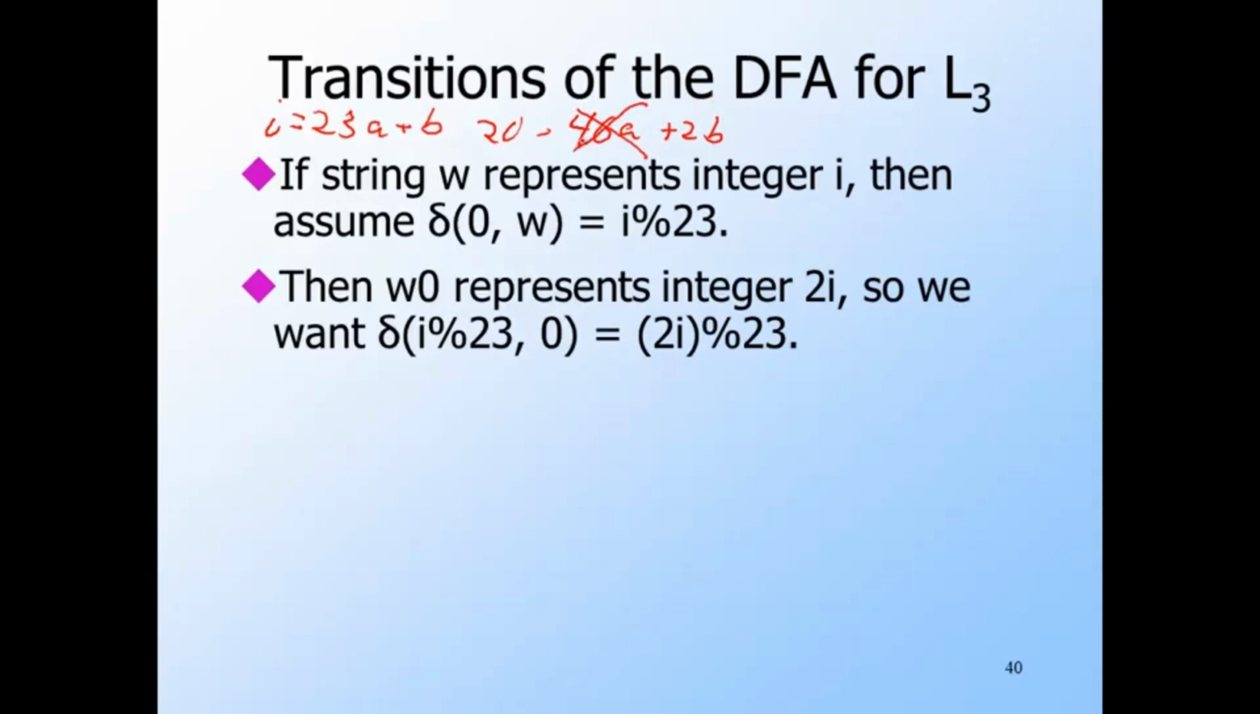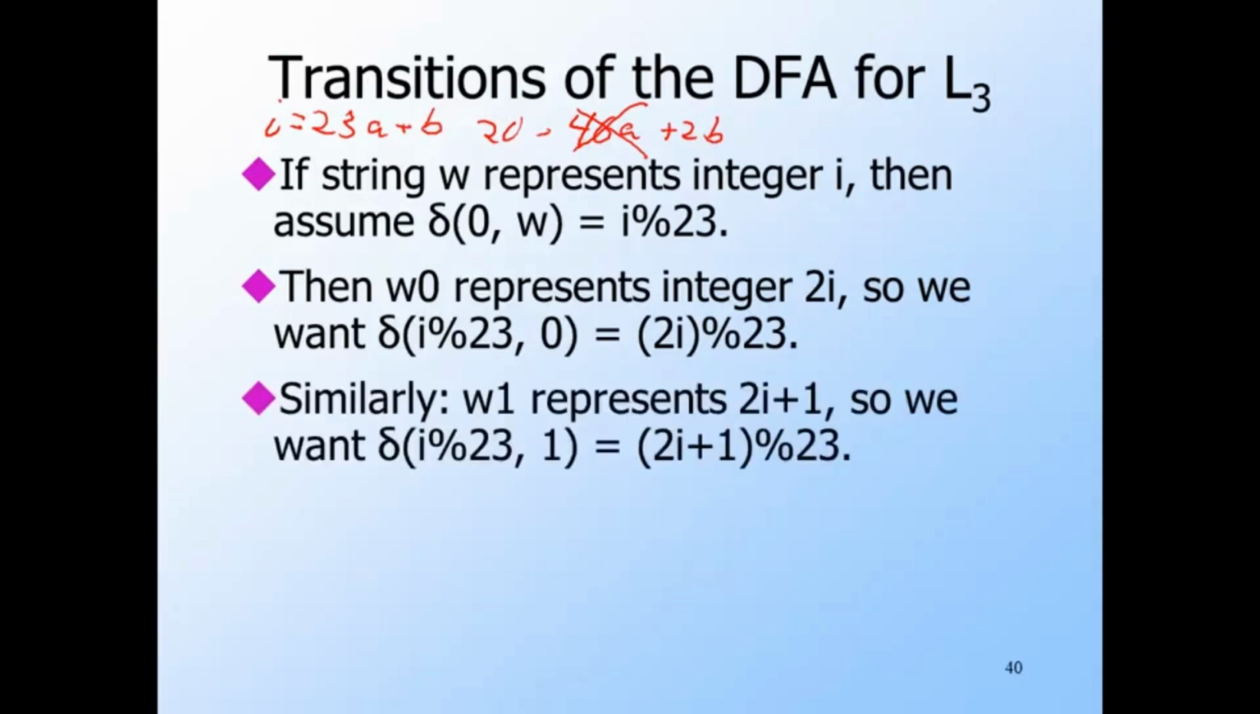Thus, we can take the state b, which is the remainder, double it, subtract 23 if it is 23 or more, and that gives us the new remainder and therefore the new state. We never need to know what a is, and we never need to know i exactly.